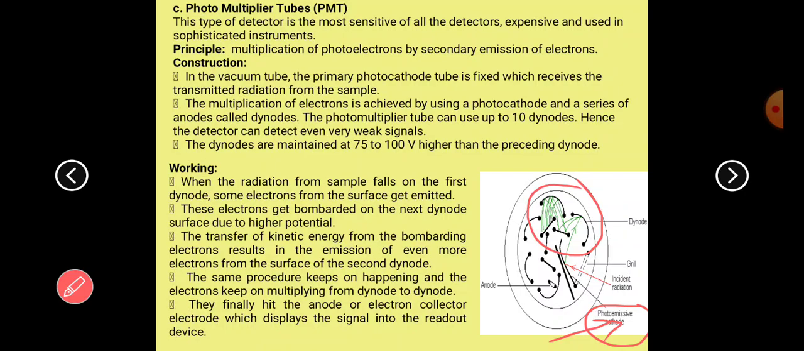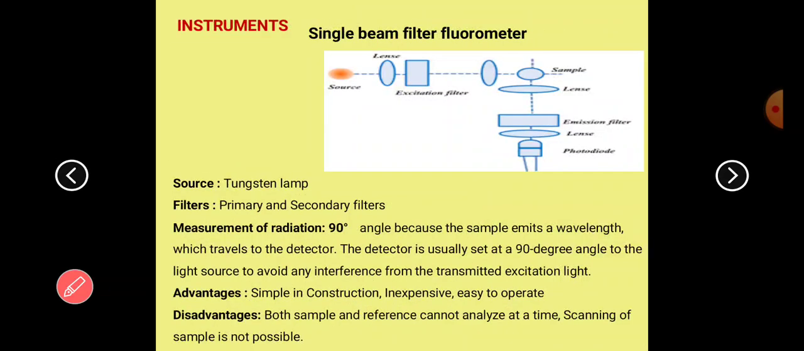These electrons get bombarded on the next dynode surface due to the higher potential. The transfer of kinetic energy from the bombarding electrons results in the emission of even more electrons from the surface of the second dynode. The same procedure keeps on happening and electrons keep on multiplying from dynode to dynode. Then finally, all the electrons hit the anode or electron collector. Therefore, the signal is displayed in the readout device. So, these are the detectors used in fluorimetry. Coming to the instruments in fluorimetry.